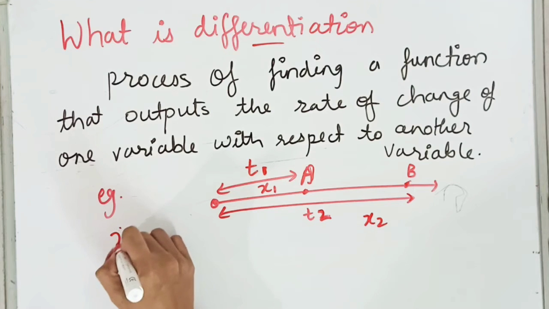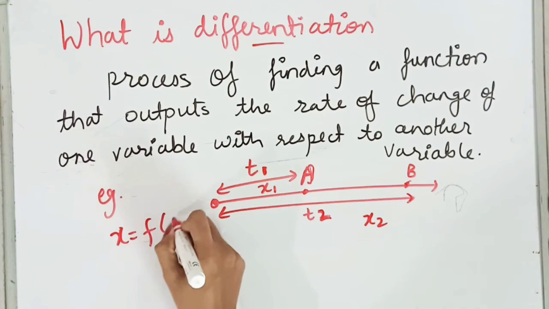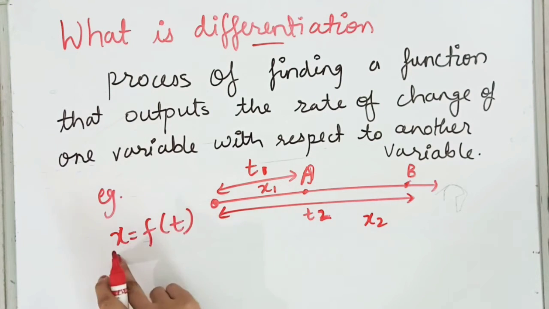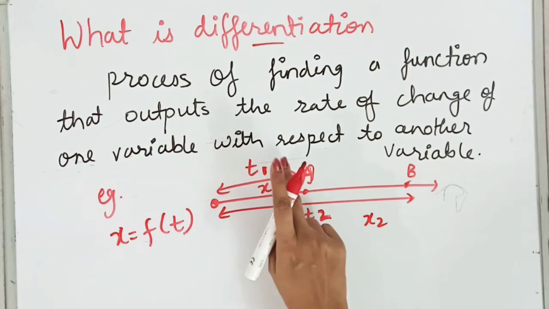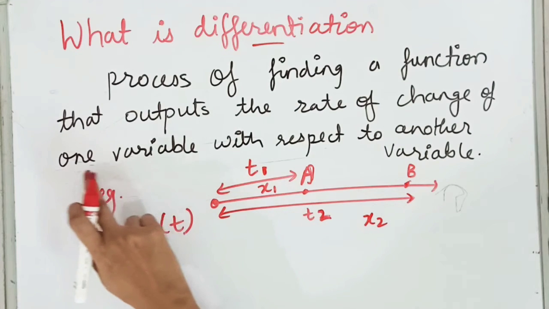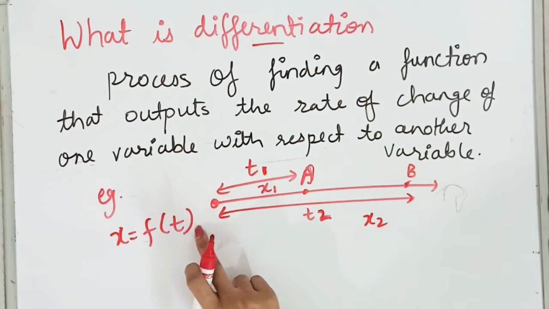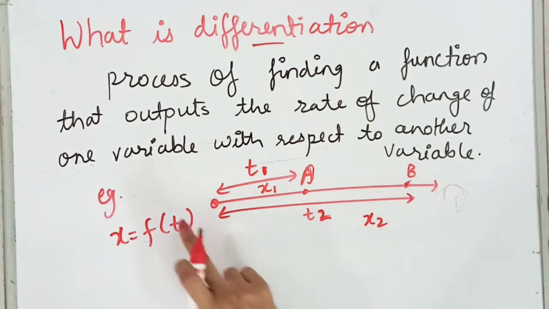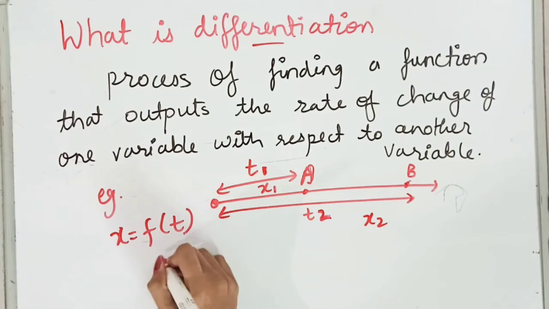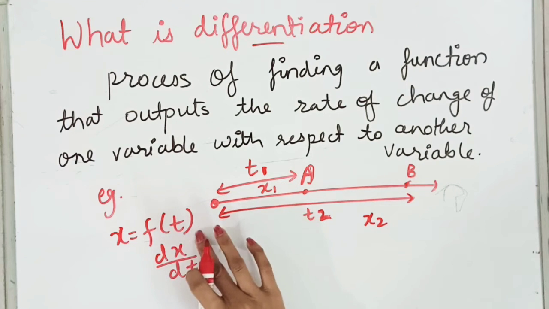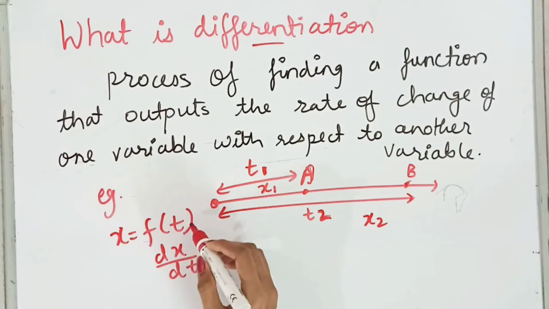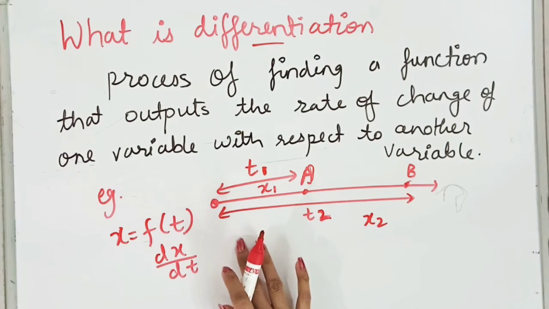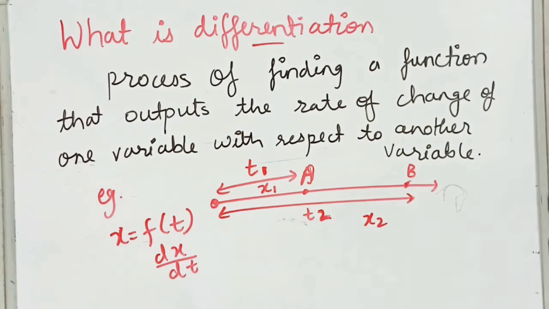So x will be a function of time t. Distance is one variable and it is changing with respect to another variable, that is t. It can also be written as dx by dt, or you can represent it as x is equal to a function of t. This is the differentiation function.